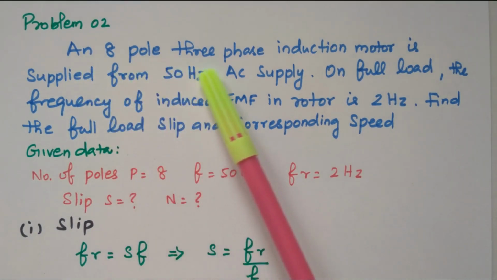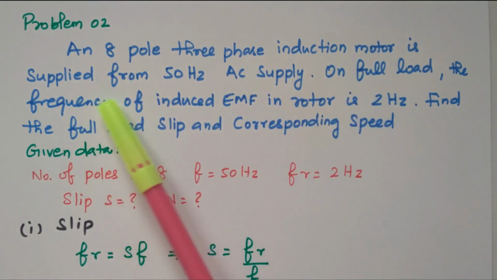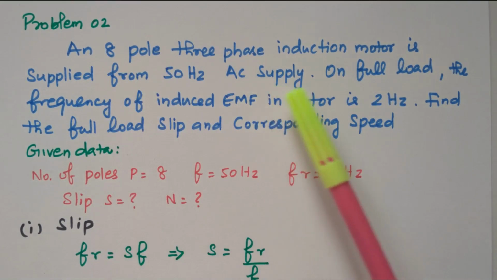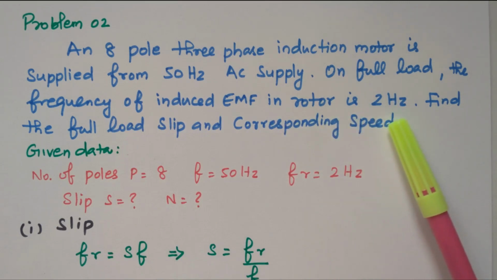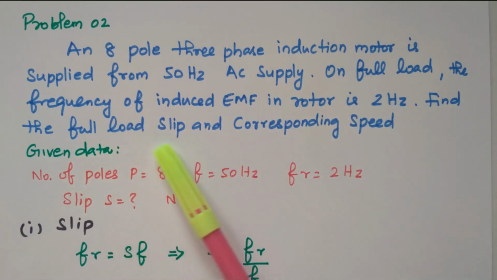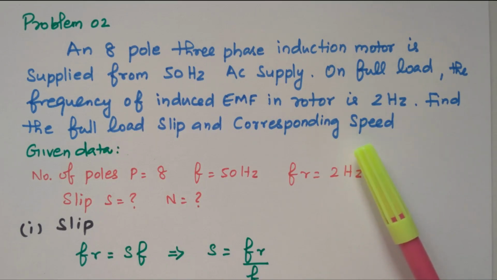An 8-pole 3-phase induction motor is supplied from 50 Hz AC supply. On full load, the frequency of induced EMF in rotor is 2 Hz. Find the full load slip and corresponding speed. First we will analyze the data. The number of poles is given, P equal to 8. The frequency of the supply is 50 Hz and the rotor frequency is given as 2 Hz. We need to find the slip of the induction motor and the corresponding speed.